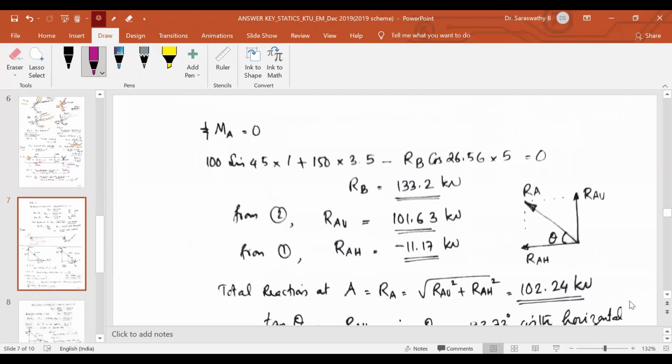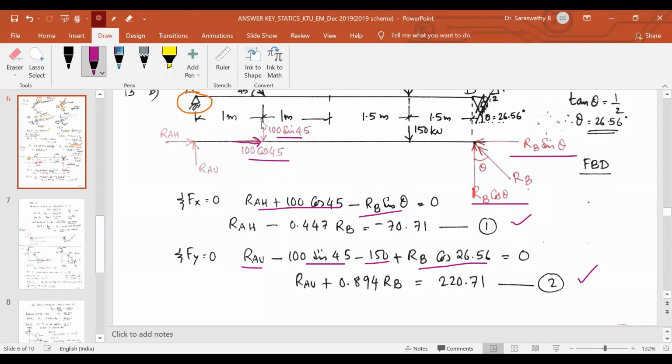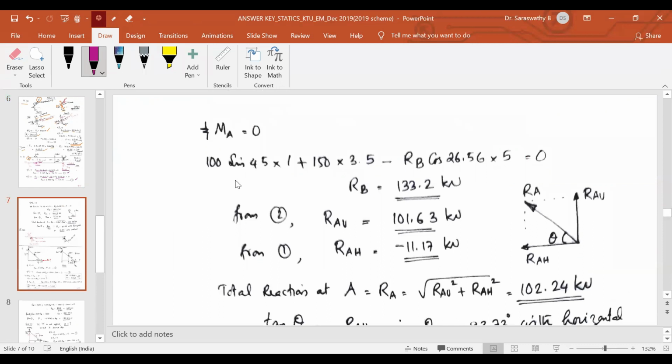Now the third equation, take moment about A and equate to 0. Moment about A. For this force, 100 sin 45 into 1 clockwise. 150 into 1.5 plus 1 plus 1, 2.5, 3.5. That's also clockwise. Now, this RB sin theta passes through A. This doesn't have any moment component. RB cos theta produces anti-clockwise moment. RB cos theta into 1.5, 3, 4, 5. So that is written here. 100 sin 45 into 1, 150, RB cos theta into 5 is equal to 0.